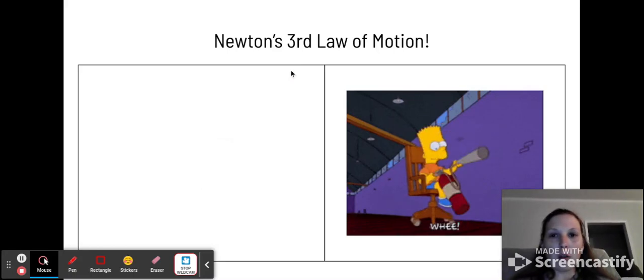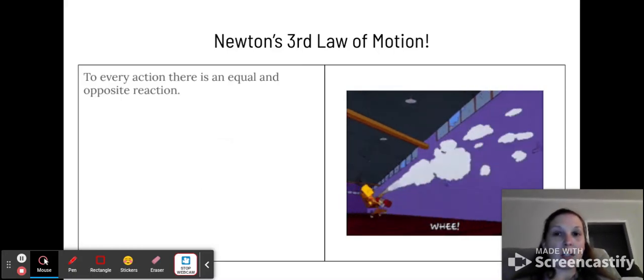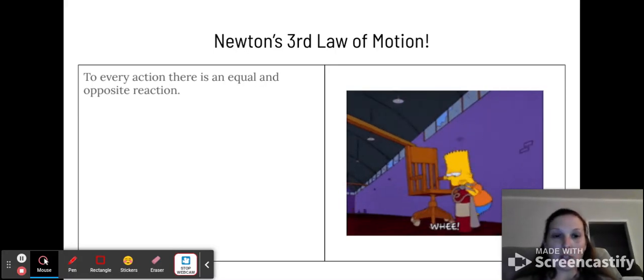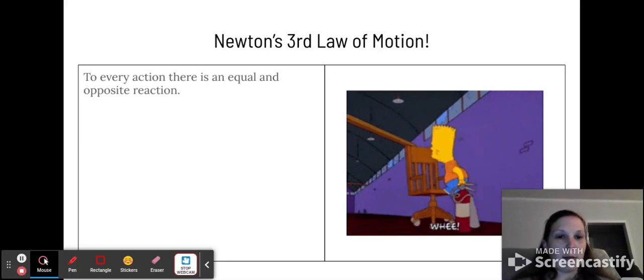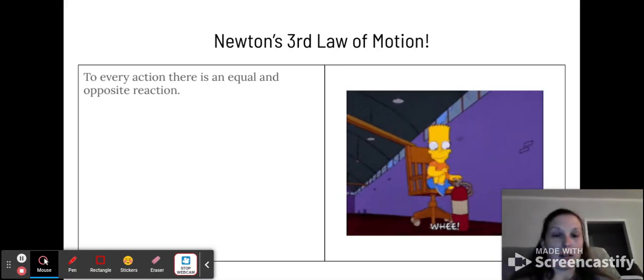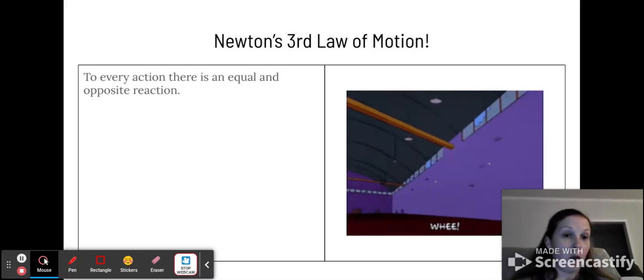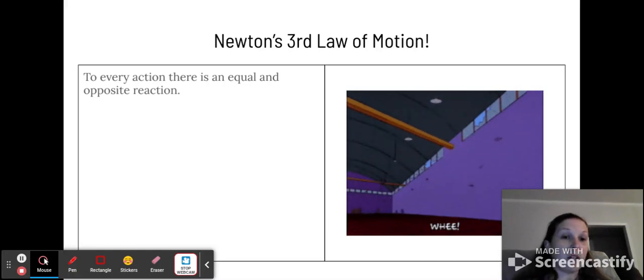So Newton's third law of motion states that to every action there should be an equal and opposite reaction. As you see here, the force is applied by the extinguisher on Bart, and then that's what causes the chair to shoot back as well. This also applies the second law of motion because he's accelerating in the direction of the force.